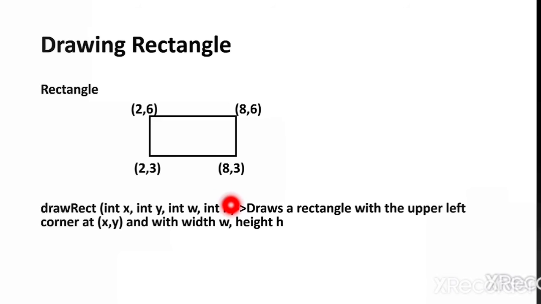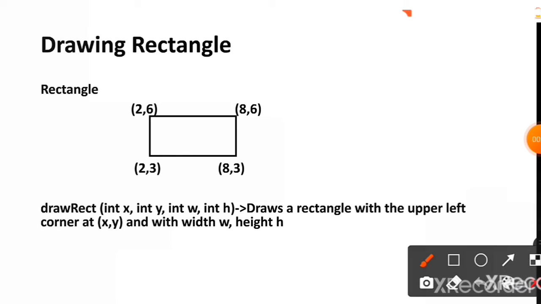It is very easy to draw a rectangle in Java, because we have a built-in method, the drawRect method. This method accepts 4 values as parameters. The first 2 values are the starting point of the rectangle, that is this point. The second 2 values are the width of the rectangle and the height of the rectangle in terms of pixels.